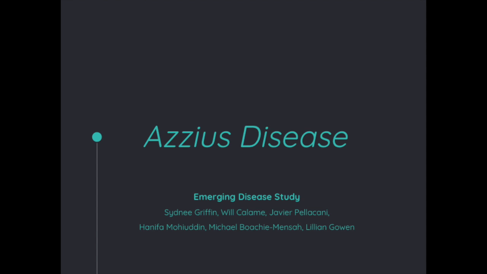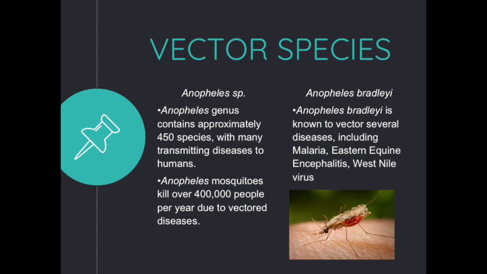For the past several months, our group has been researching an outbreak of an unknown disease along the Gulf Coast. These are our findings of azzius disease. Azzius disease is vectored by Anopheles braidlii.